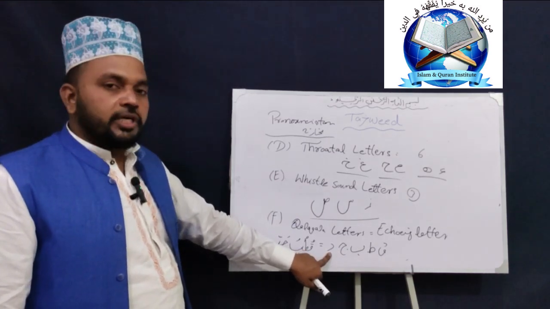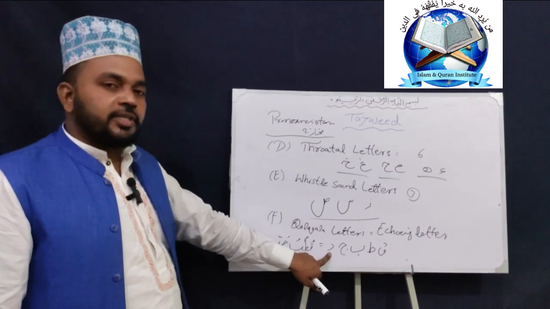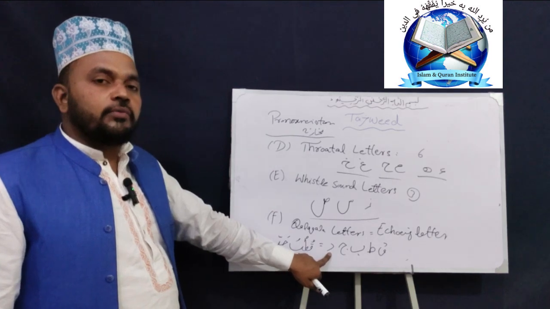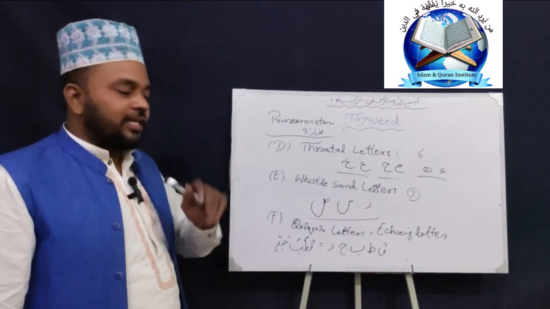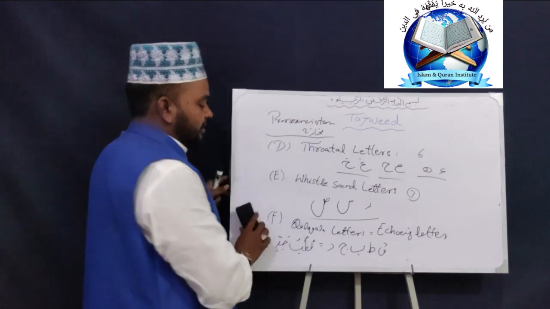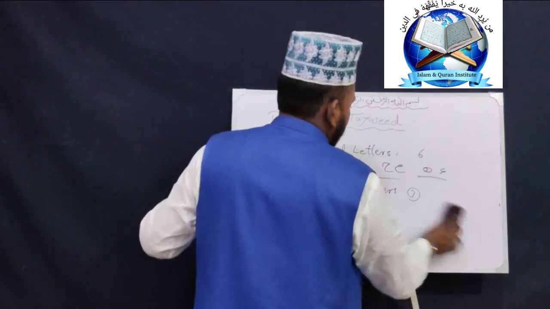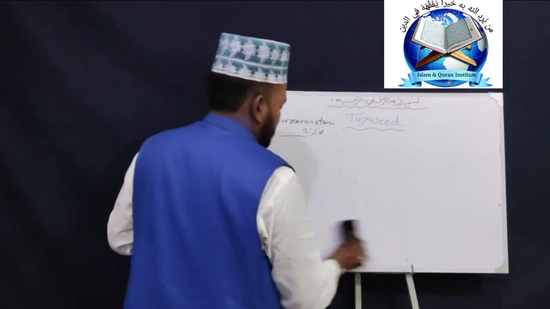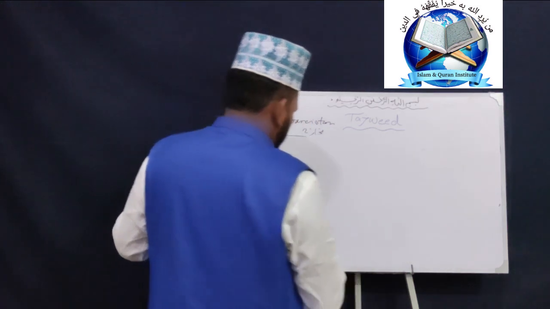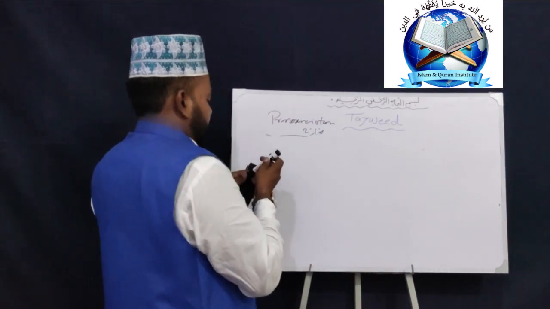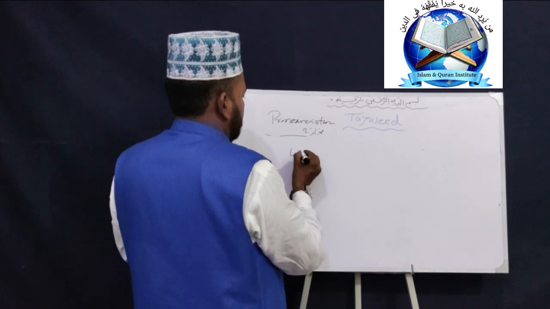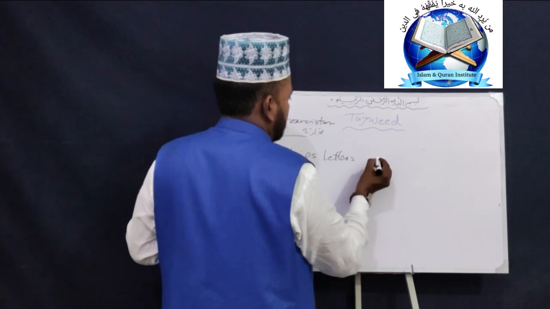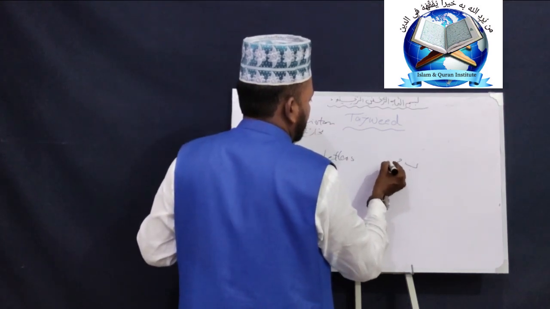Qul huwallahu ahad, Allahu samad. Qul a'udhu bi rabbil falaq, qaf, falaq. This is echo. These are qalqala letters. So these are the categories we were supposed to read. In the last category, we may say lips letters. Lips letters are ba, mim, wow, and fa.